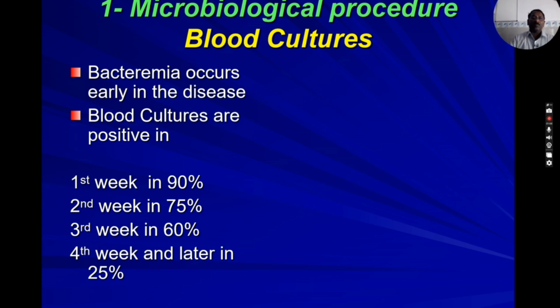See here, the blood cultures are positive in the first week 90%, second week 75%, third week 60%, and the fourth week and later 25%. So if you want to send blood cultures when you are suspecting enteric fever, the best time is in the first week itself.